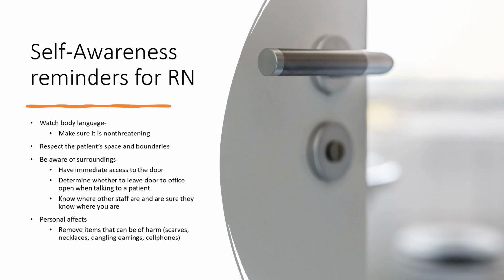Self-awareness issues you want to keep in mind. Watch your body language. Make sure that it's non-threatening. Respect the person's space and their boundaries. Be aware of the surroundings, making sure that the patient is not in between you and that door. If you're in your office, let other people know where you are so that they can come and find you, maybe relieve you, check on you, and then remove items that can be of harm, especially from your own person. That includes scarves, necklaces, dangling earrings, and cell phones.